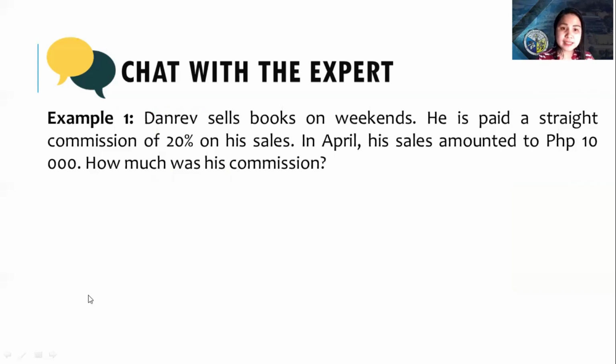Dan Rev sells books on weekends. He is paid a straight commission of 20% on his sales. In April, his sales amounted to 10,000 pesos. How much was his commission? Remember that commission is the rate, the percentage, times the total sales.